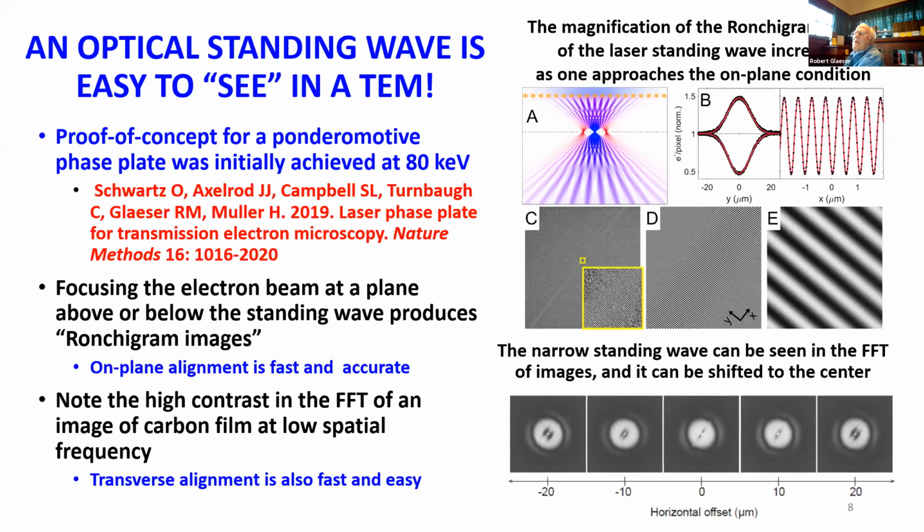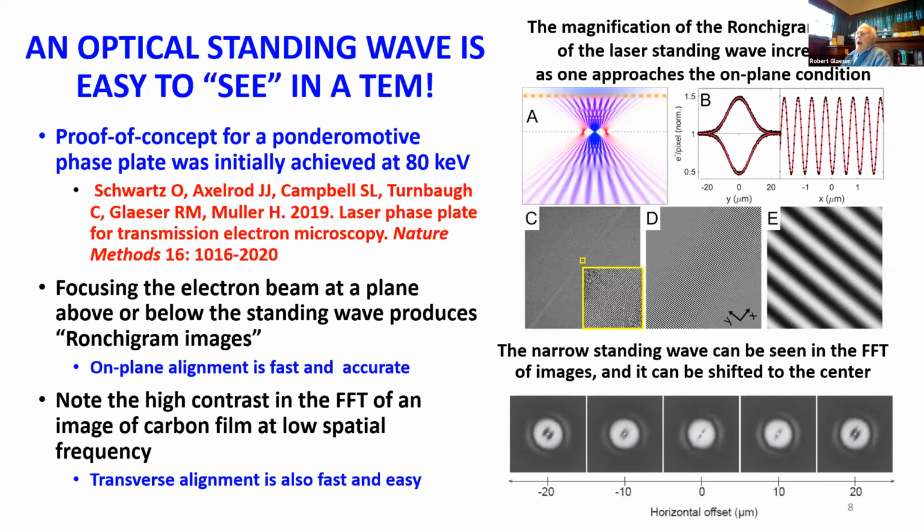The proof of concept of the ponderomotive faceplate was first achieved using 80 keV electrons for the same reason. Lower energy electrons are refracted more by a laser beam, and we didn't have a sufficiently powerful laser beam in the cavity to go up to 300 keV. In fact, we did not even get 90-degree phase shift at 80 keV, but this first proof of concept was published in 2019.